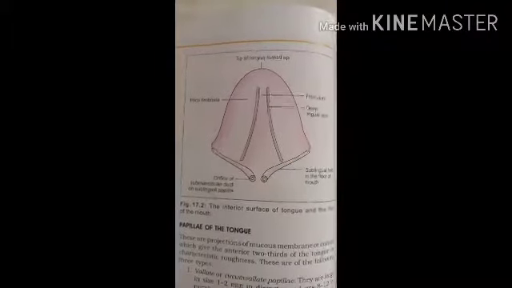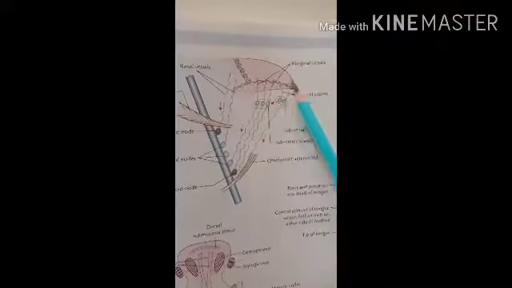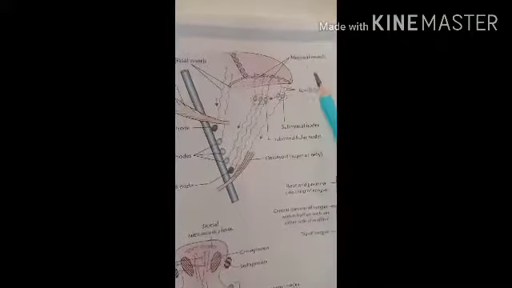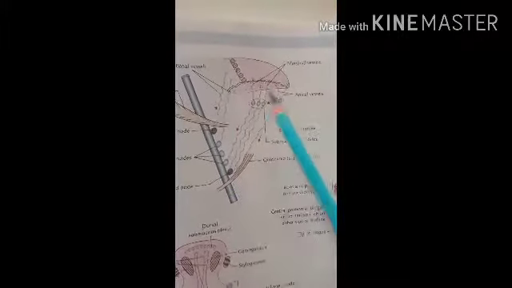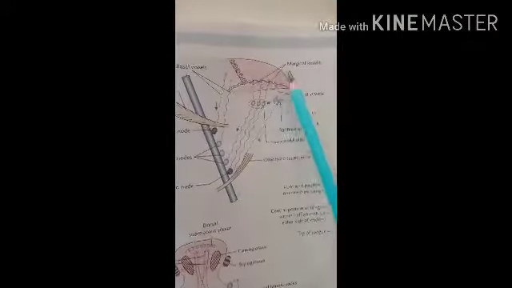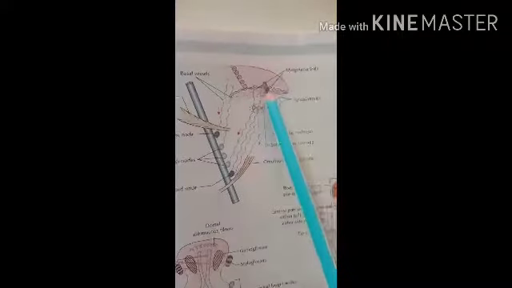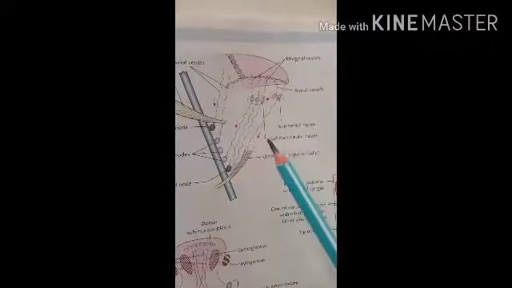After that, the lymphatic drainage of the tongue. The tip of the tongue drains bilaterally into the submental lymph nodes. The right and left halves, the remaining part of the anterior two-thirds of the tongue, drain unilaterally into the submandibular lymph nodes.